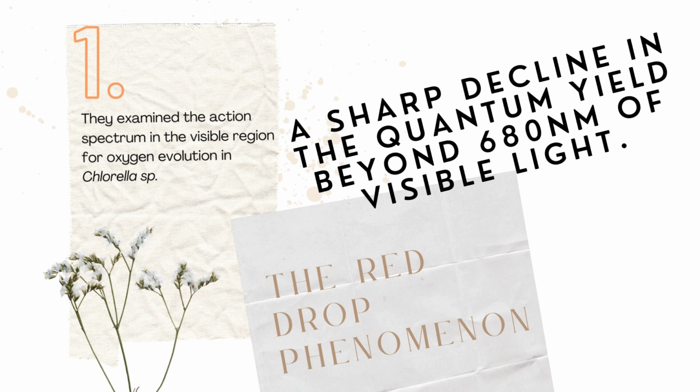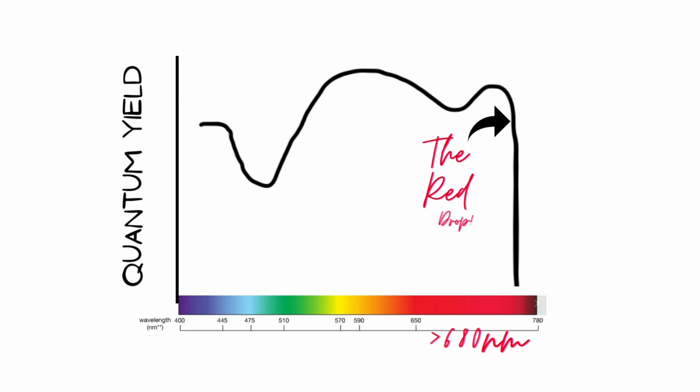They saw a sharp decline in the quantum yield beyond 680 nanometers of wavelength of visible light, and they named this phenomenon the red drop phenomenon. As you can see in this graph, the red drop is visible. That means the phenomenon they observed was that when the wavelength of the light provided to the plant increased above 680 nanometers, the quantum yield dropped suddenly.